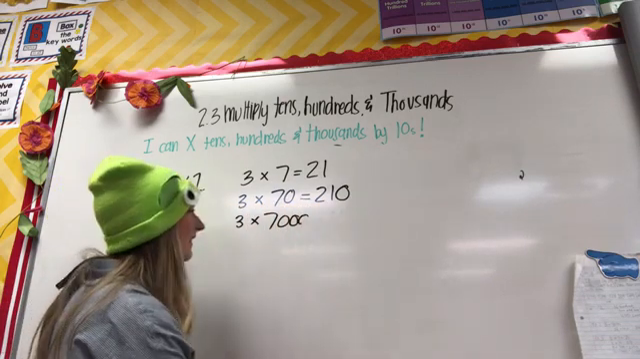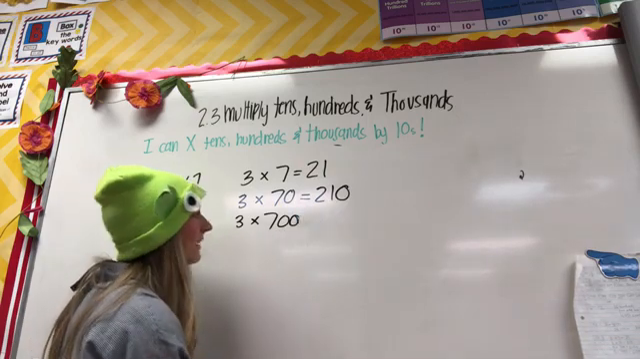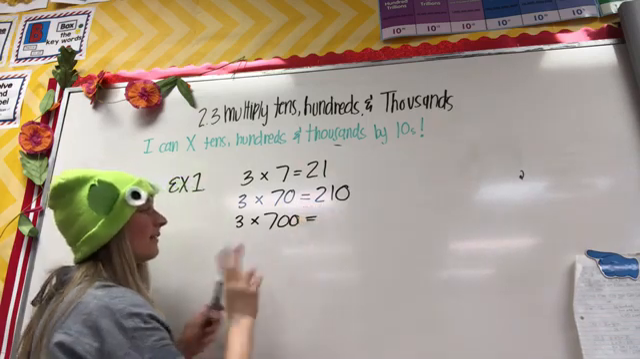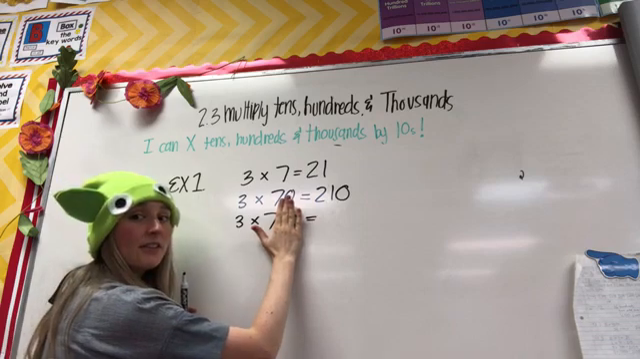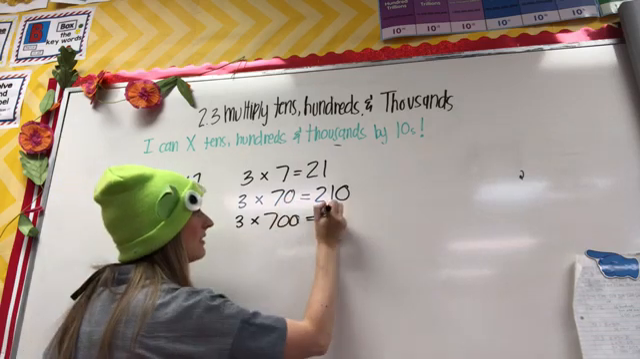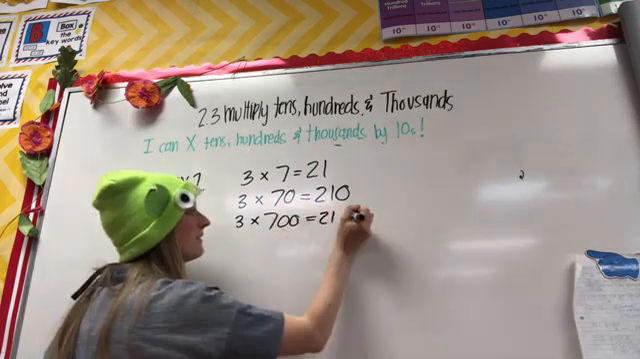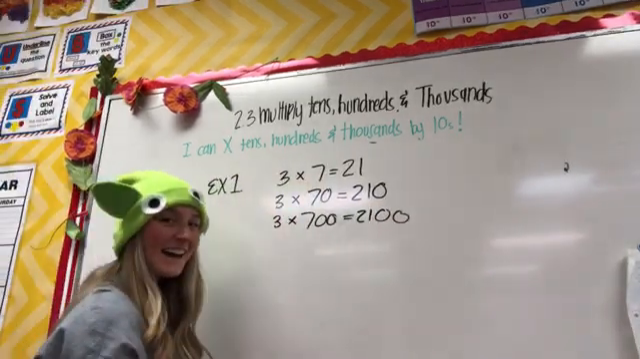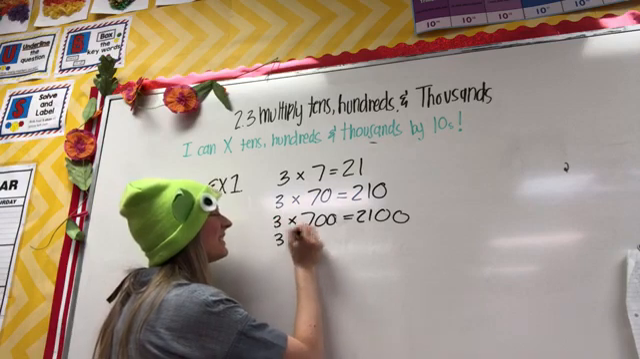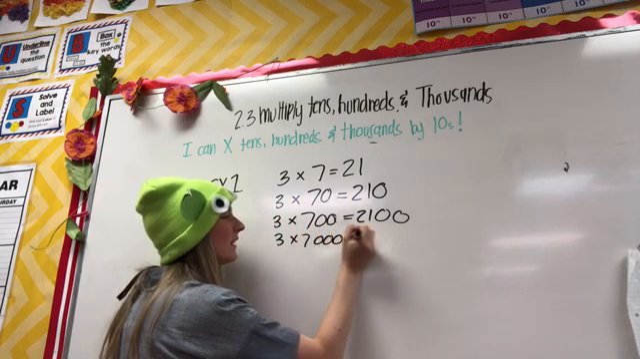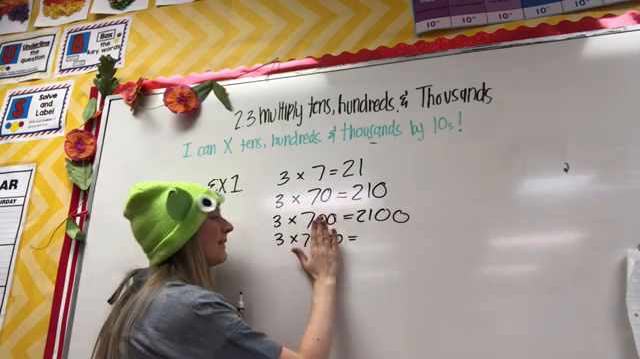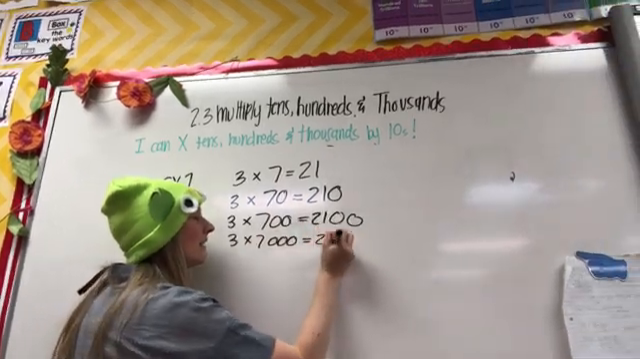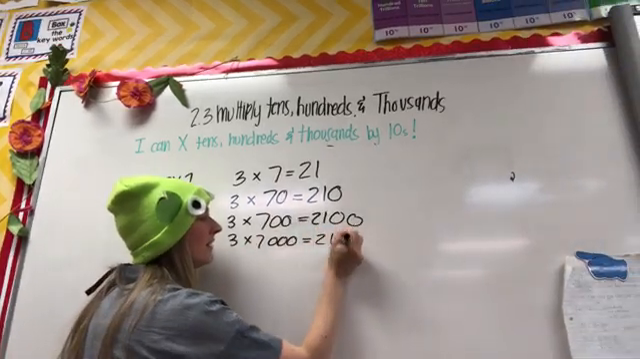All right. Next one, if we did 3 times 700. Step 1, cover the zeros. 7 times 3 is 21. How many zeros? 1, 2. I hope we're seeing a pattern. All right, let's do 3 times 7,000. Cover up the zeros. 3 times 7, 21. Add those zeros back on.